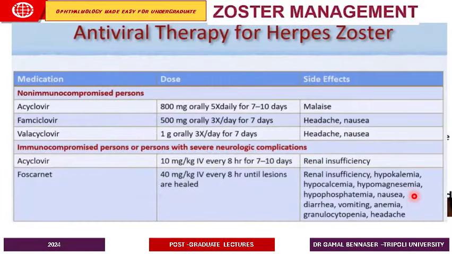So these are the drugs which are used mainly, in summary, especially in immunocompetent patients: acyclovir, famciclovir and valacyclovir, watching for the side effects. And if the patient is immunocompromised with extended dissemination of the herpes zoster or neurological complications, you can use IV acyclovir or foscarnet, keeping in mind the risk of renal insufficiency in these cases.